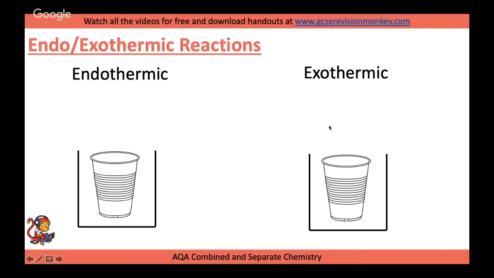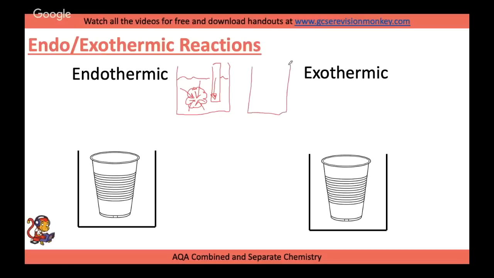The next required practical is the endo and exothermic reactions practical. What I want you to think about is, if this is the reaction going on here, and you put a thermometer next to it, in an endothermic reaction, it will take in heat from the surroundings. So that will actually mean that the reading on the thermometer will go down. There'll be a temperature decrease in the surroundings, because that's what the thermometer is measuring. It's measuring the surroundings.